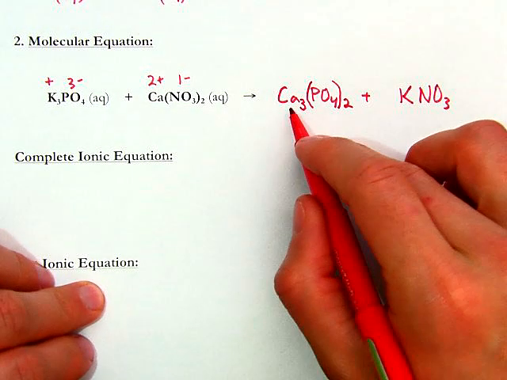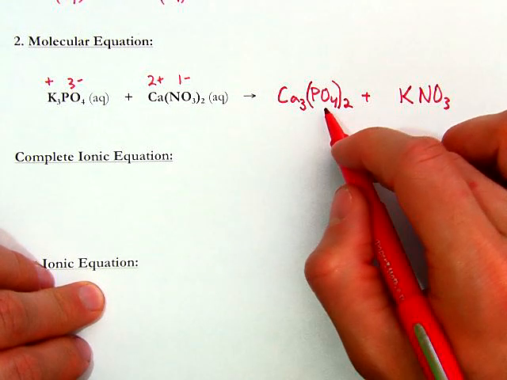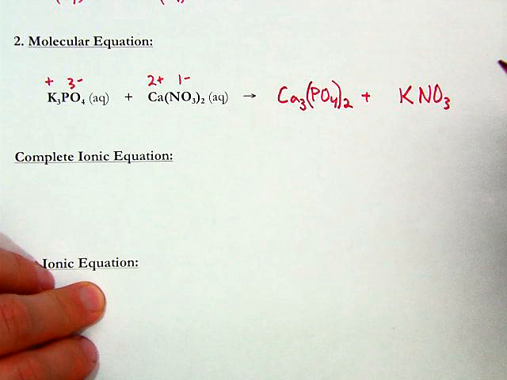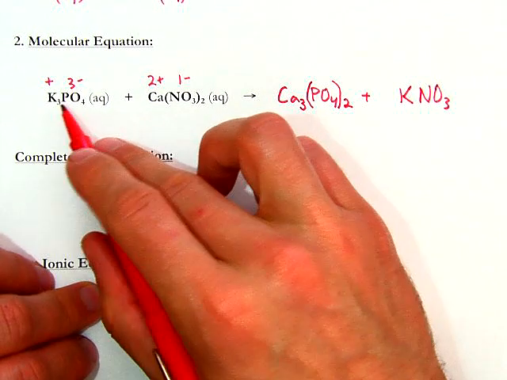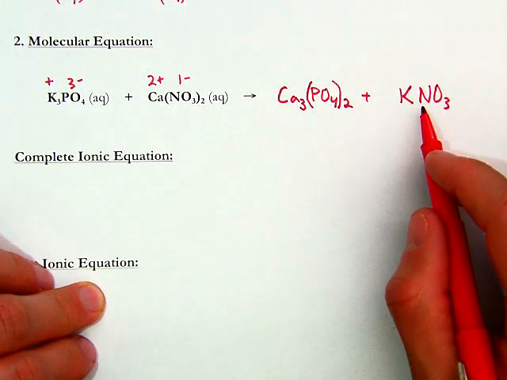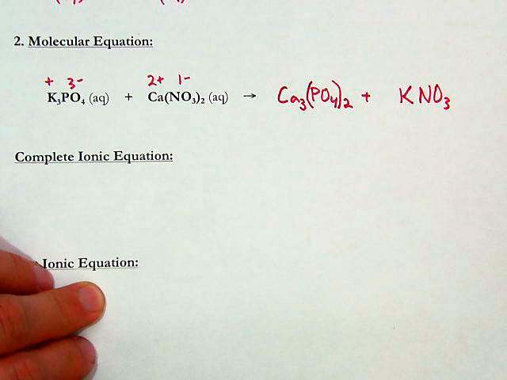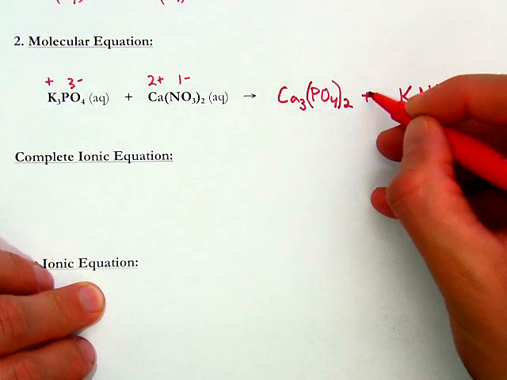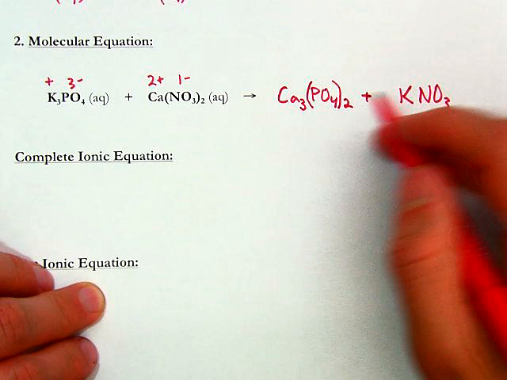Okay, 3 calciums gives you positive 6. 2 phosphates gives you negative 6. That's a neutral compound. Now potassium's positive 1 and nitrate's negative 1, so this is neutral. So those are our 2 products. They're neutral compounds now. We're going to see if one of these is a solid or not.